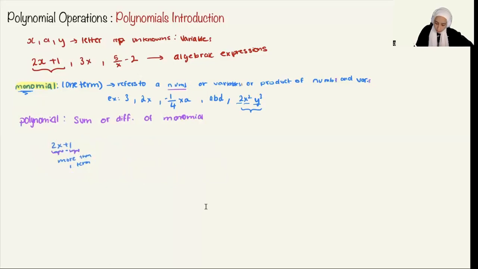So it could either be a number or a variable, or the product of numbers and variables. So there you go, a number, a variable, or the product of a number and variables. So we're looking at a polynomial, right? So as long as you have the addition or subtraction of monomials. So if I have something like this, let's say negative 1/2 plus 5x minus 2, this over here is again a polynomial. Why is that? It is because it is the sum as well as difference of monomials.